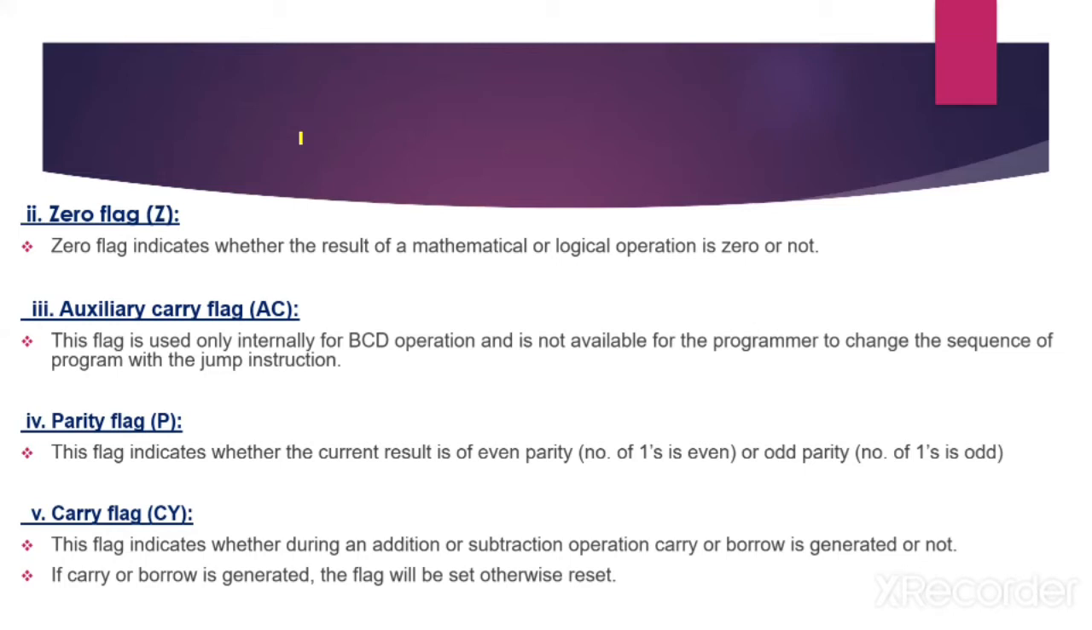If the parity flag is set, the result stored in the accumulator contains even parity. That is, the result contains an even number of ones. If this flag is reset, this means the result stored in the accumulator has odd parity. Next is the carry flag, CY.